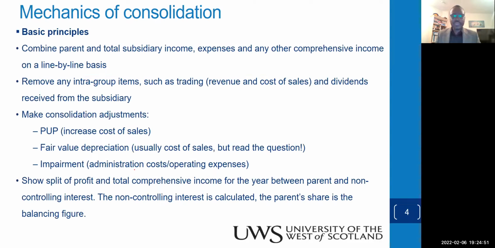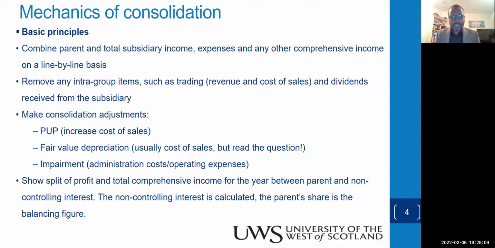Okay. The basic principles in terms of mechanics of this particular section is first to combine, line by line, each item of the parent and the subsidiary in terms of the income and expenses and any other comprehensive income, line by line item.